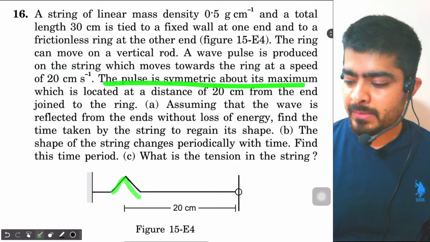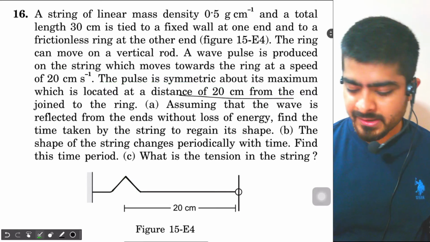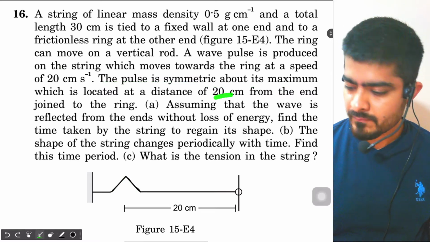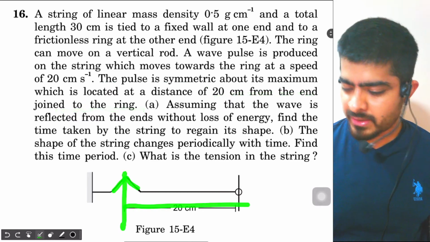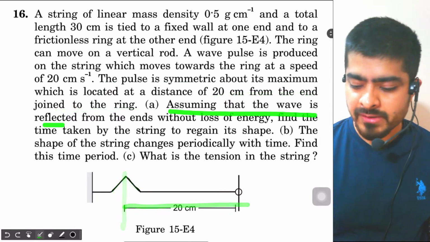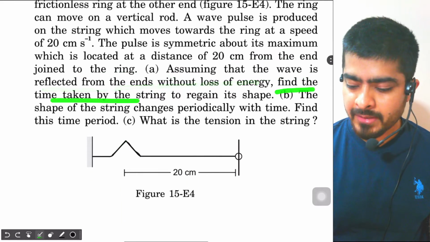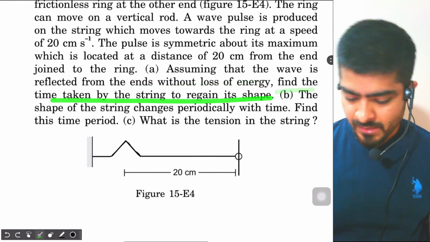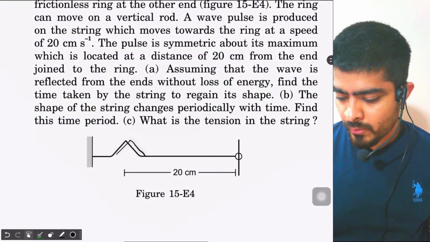The pulse is symmetric about its maximum, which is located at a distance of 20 centimeter from the end joined to the ring. So this is your pulse and this distance is 20. Assuming that the wave is reflected from the ends without loss of energy, find the time taken by the string to regain its shape. So see, this pulse is traveling towards the free end.